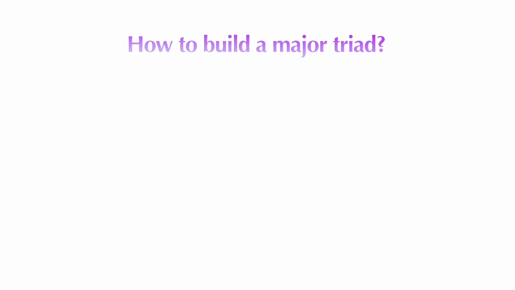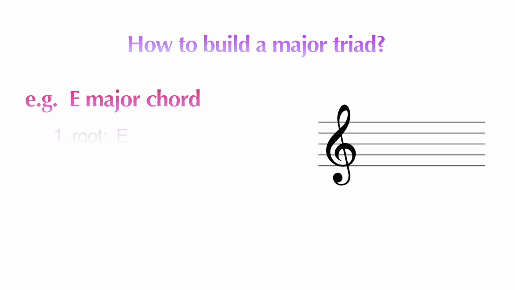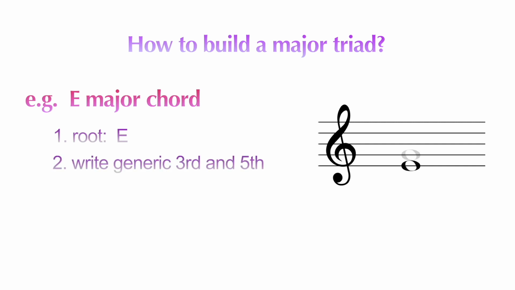Let's see how we can build a major chord. For example, for E major chord, the root is E, so we draw the note E first. And then we can draw the generic 3rd and 5th. That means we simply draw the notes on the lines above E without any accidentals.